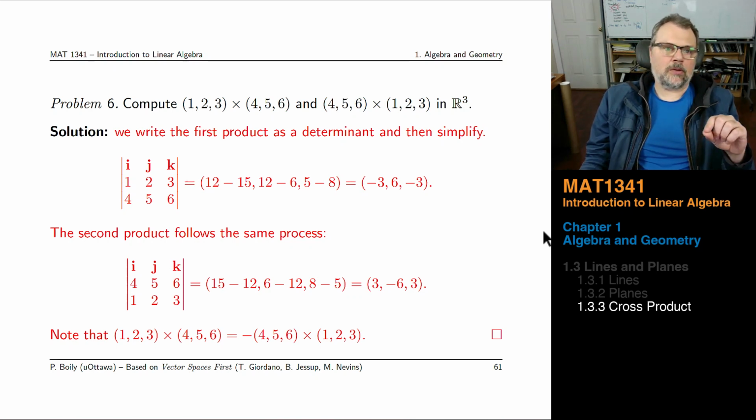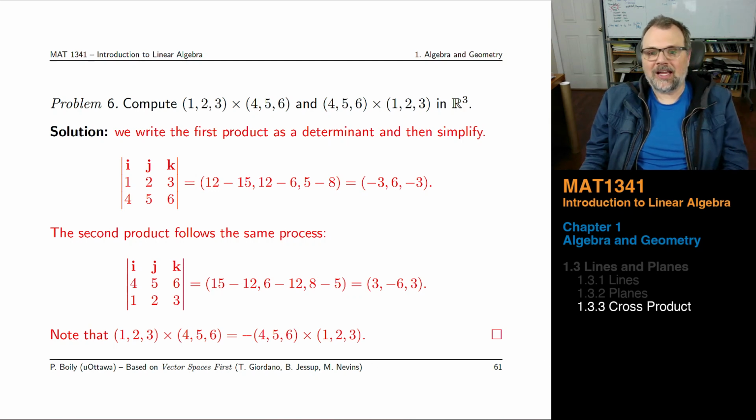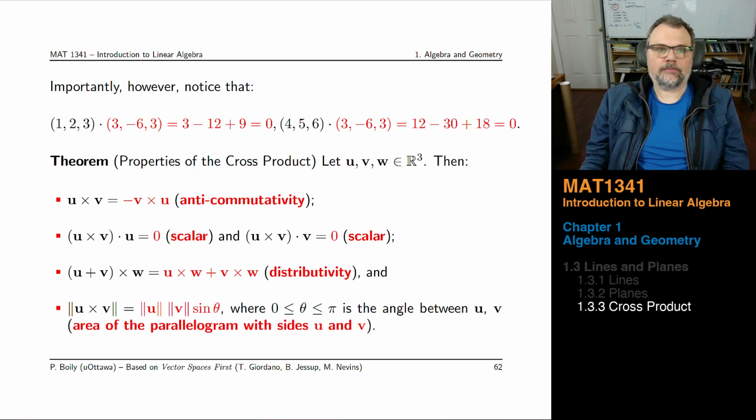If you instead multiply together 4, 5, 6, 1, 2, 3 using the cross product, you're going to get a vector that looks very much like the first one, but that is not equal to the first one. Instead of minus 3, 6, minus 3, you're going to get 3, minus 6, 3. What we get out of this is that the product of these two vectors is actually minus the product of the other ones. You see here what's happening. The cross product is not commutative. The order in which you multiply the terms actually has an effect on the outcome.